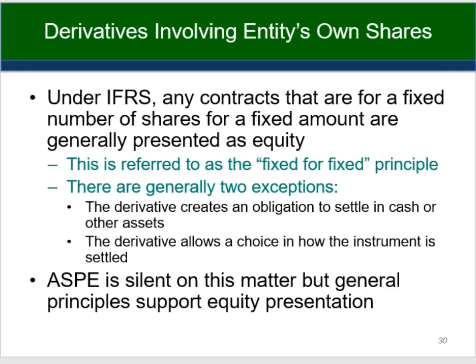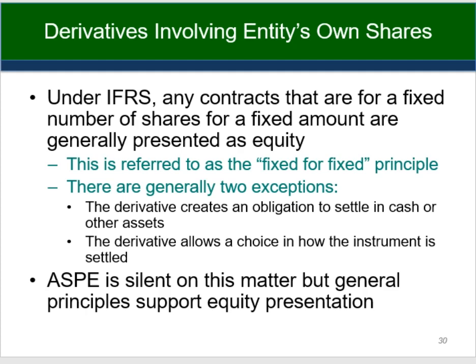So, under IFRS, any contracts that are for a fixed number of shares for a fixed amount are generally presented as equity. So fixed for fixed is the principle. If you have a fixed number of shares for a fixed amount, then the only thing that you have to do is collect on the obligation. You've established the obligation, the asset or liability, at the time of the transaction. So you would record it as equity, and all you have to do is settle the account.